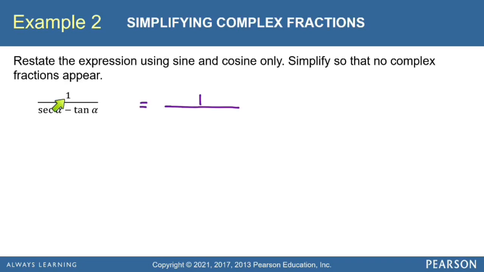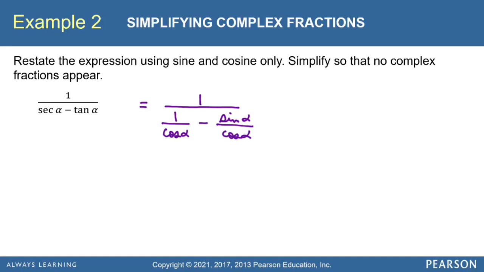So we're still going to have 1 over, so I've copied that here, but now secant of alpha is going to be restated as 1 over cosine of alpha. And then we've got our minus sign. And let's go ahead and restate tangent of alpha as sine of alpha over cosine of alpha. Now to be consistent with what we did in example 1, we're going to write down the identities that we're using as we go along.